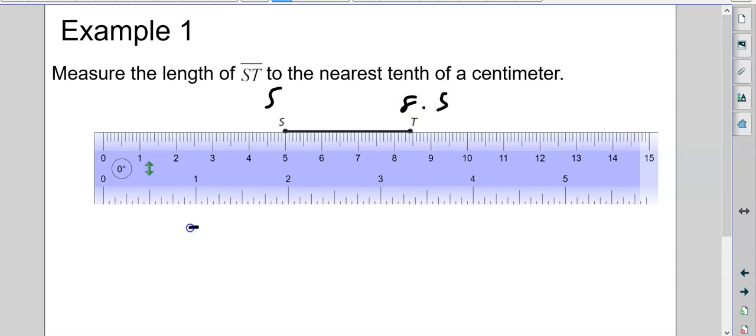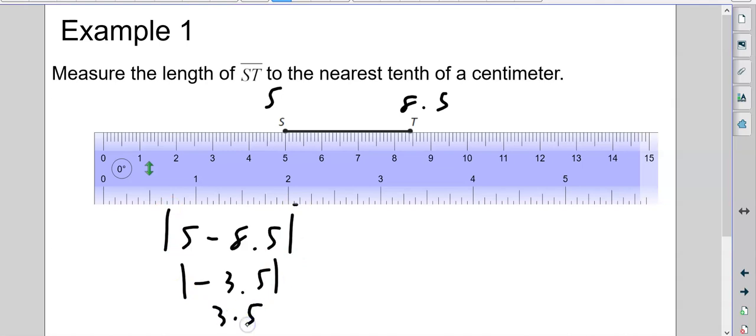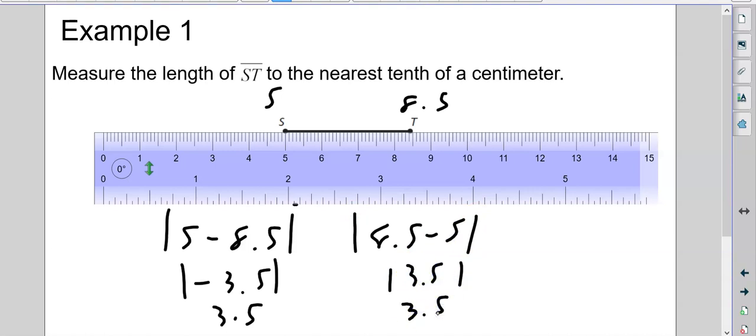So if we did 5 minus 8.5, we get -3.5. But we can't have a negative measurement. Think about it. If you stand on your head, you don't go from 5'11" to -5'11". That's why we do the absolute value. So the absolute value is just the distance is 3.5. And obviously, if we just did 8.5 minus 5, we get 3.5. So again, you could use any numbers you want, all right?